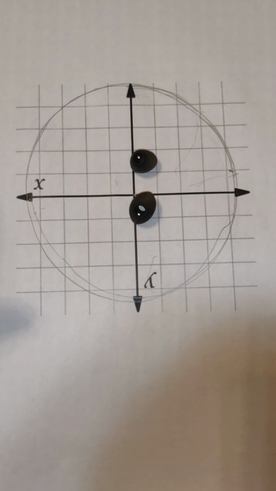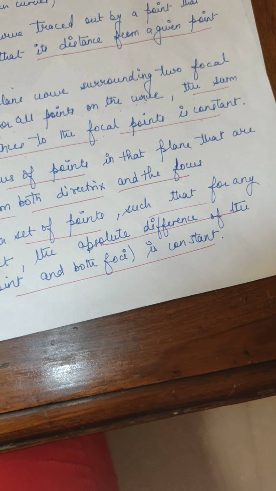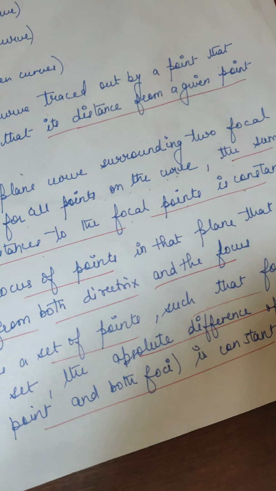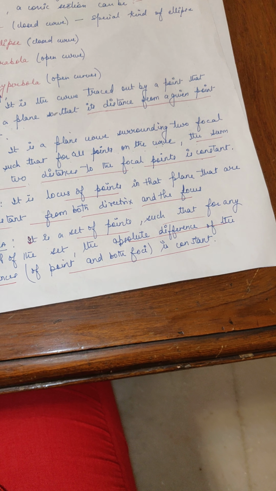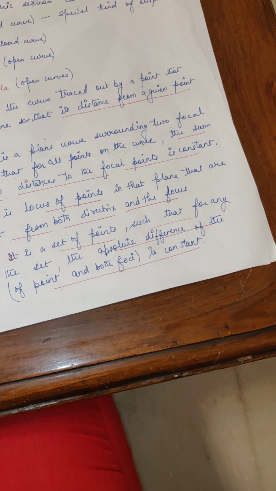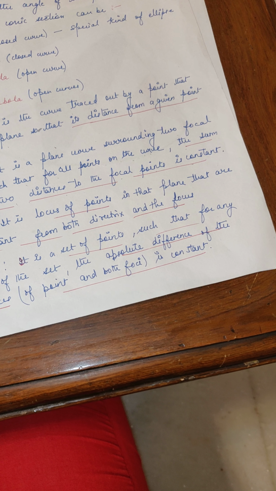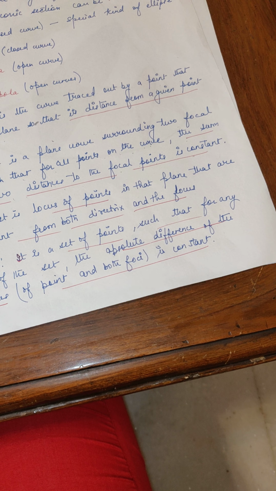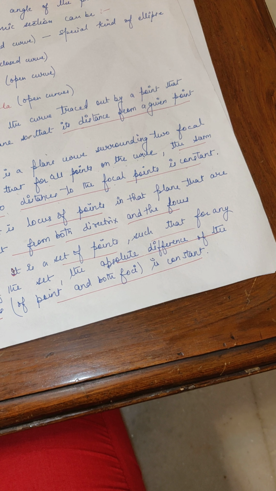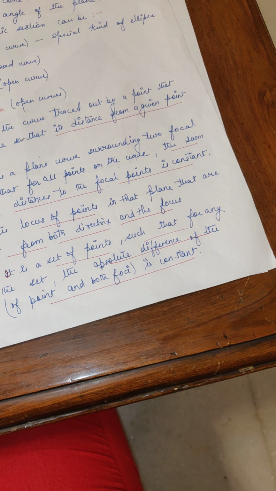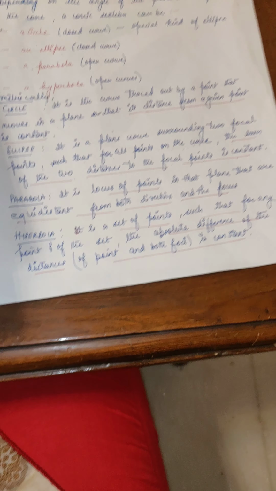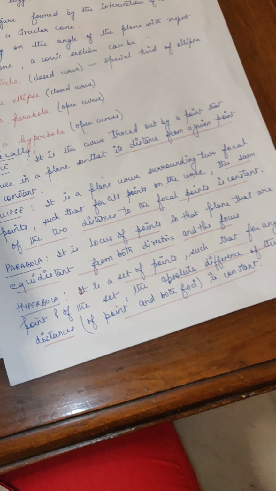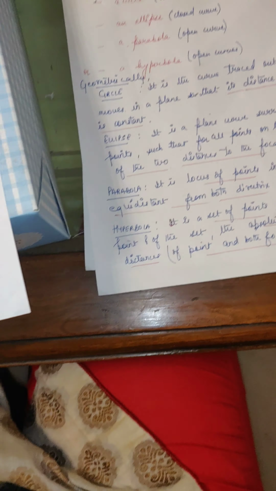The third shape which we are going to make is your parabola. Now what is a parabola? This is very interesting. Now you can see a parabola is a locus of points in that plane that are equidistant from both the directrix and the focus. Now what is a directrix? A directrix, if you see, is a line, a straight line.